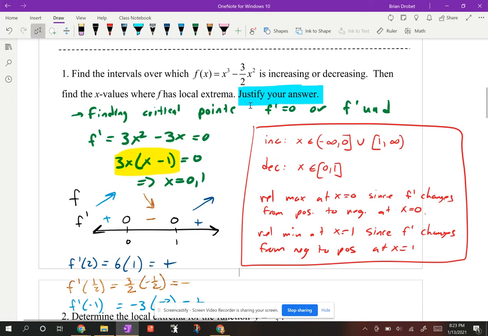Now, if it doesn't say to justify, you don't need to write those parts. You just have to give the answer. But when it says justify, and this is something they ask on the AP test, justifying a maximum or a minimum, that's what you have to write. The derivative changes from positive to negative to justify a maximum. Derivative changes from negative to positive to justify a minimum. All right.